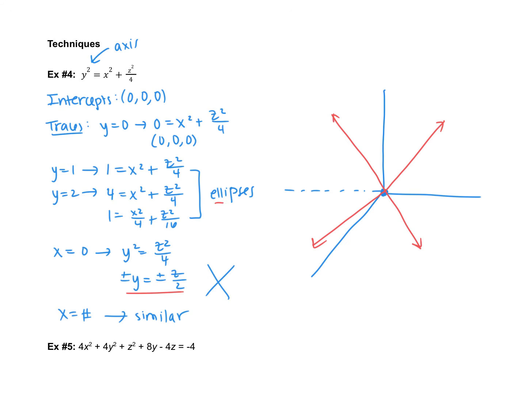And then we also know that we have these ellipses, so these ellipses that go along the y-axis. Something like this. So what we see is our figure looks something like this. It's an elliptic cone.